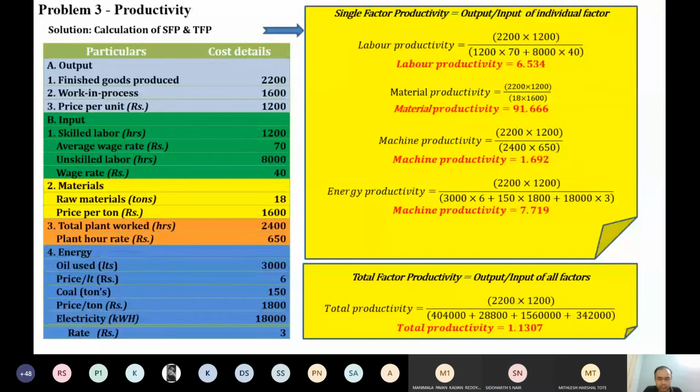So, are you clear with what we did? Sir, are you able to understand this too? Total productivity, I have a doubt. Yeah, please, what's the doubt? Calculation of total productivity.